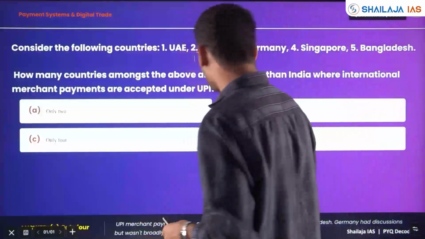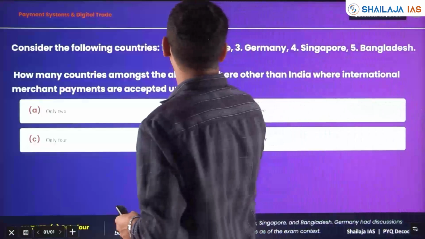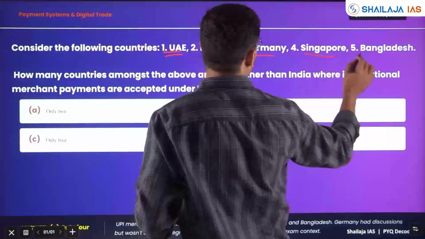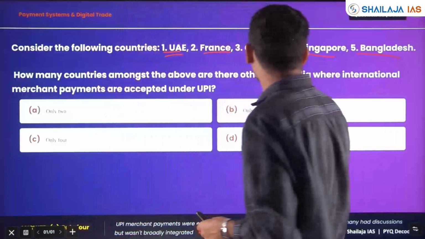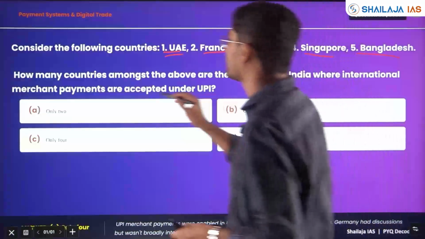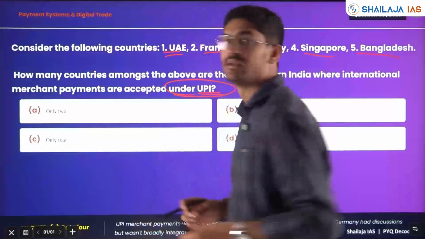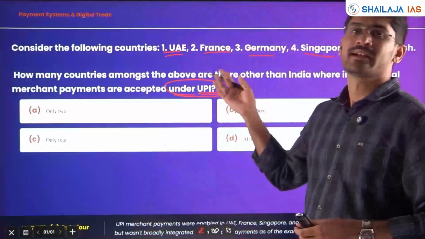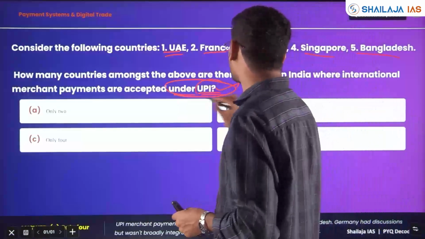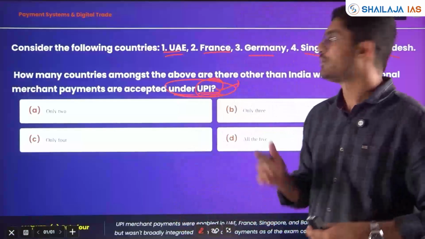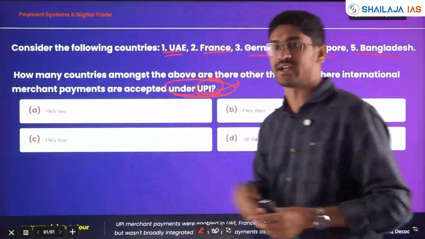Chalo. We'll begin. Consider the following countries: UAE, France, Germany, Singapore, Bangladesh. How many countries among the above, other than India, are there where international merchant payments are accepted under UPI? Under India Digital Mission, UPI is one of the financial instruments to transfer money digitally. So which are the countries?